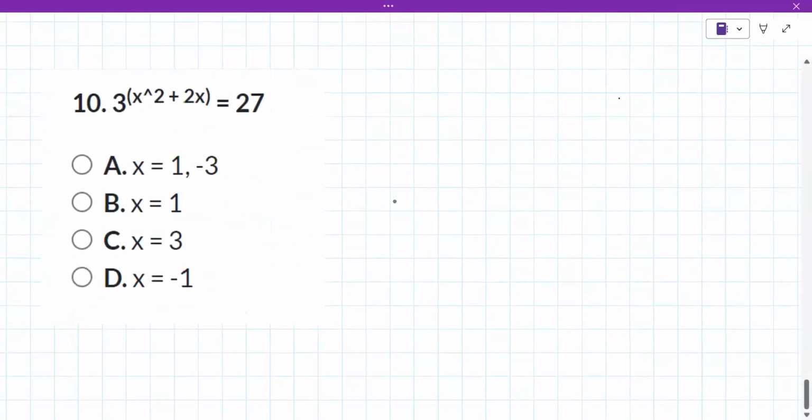So just like before, you want to write 27, the number on the right, as 3 to some power. All right. What might that be? Isn't 3 cubed 27? So you're right. 3 to the power of 3. Yes. Now, since the bases are the same, what can you do with the exponents?